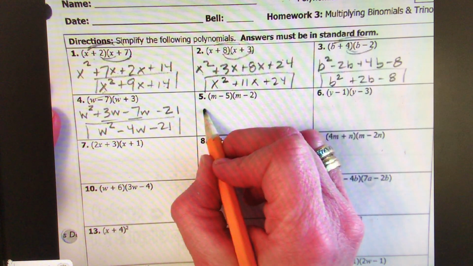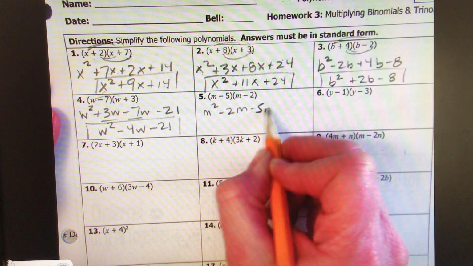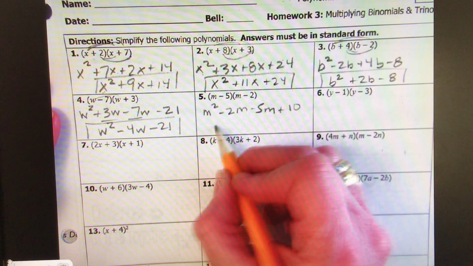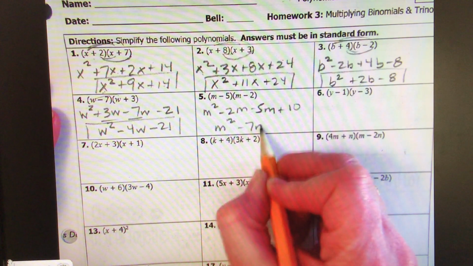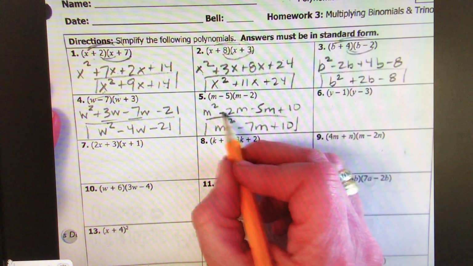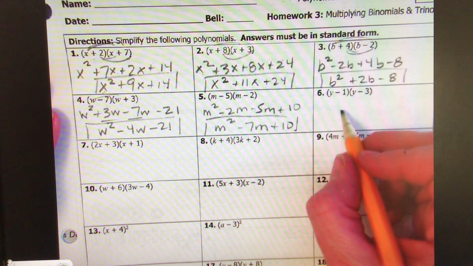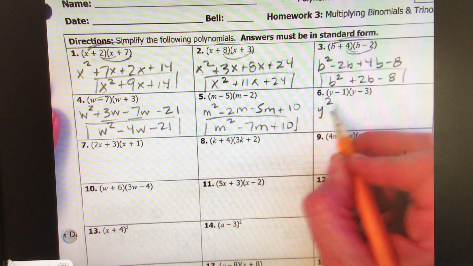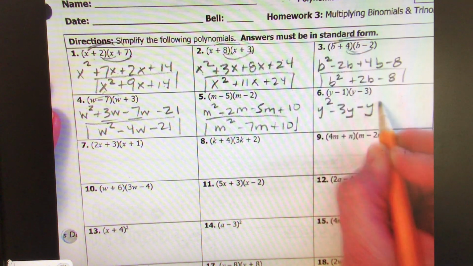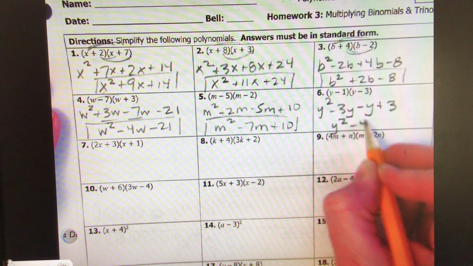Number 5, I have m squared minus 2m minus 5m plus 10. And I'm going to simplify. And I've got the negative 7m when I combine these. Don't forget I am subtracting, right? Then I go to 6. I have y squared minus 3y minus y plus 3. y squared, simplify.